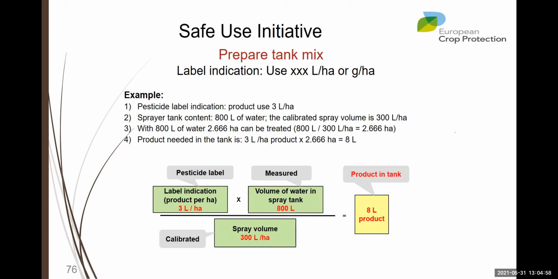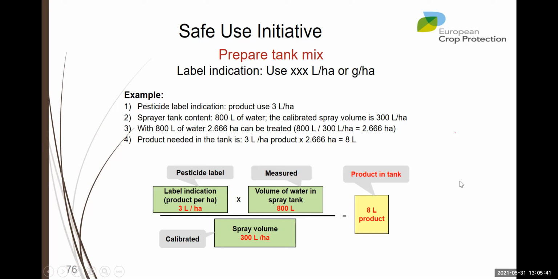All right. In this case, to prepare the mix, you need to know what the product label says per hectare: 3 liters per hectare, times the volume of water. Let's say your tank maximum is 500 liters, so just use 500 liters here. The spray volume is calibrated. Where to find it? Okay, calibrated 1 hectare. Even though your tank is 800, you want to use only 300 for 1 hectare. So for 300 liters capacity per hectare, you get around 8 liters of product required.